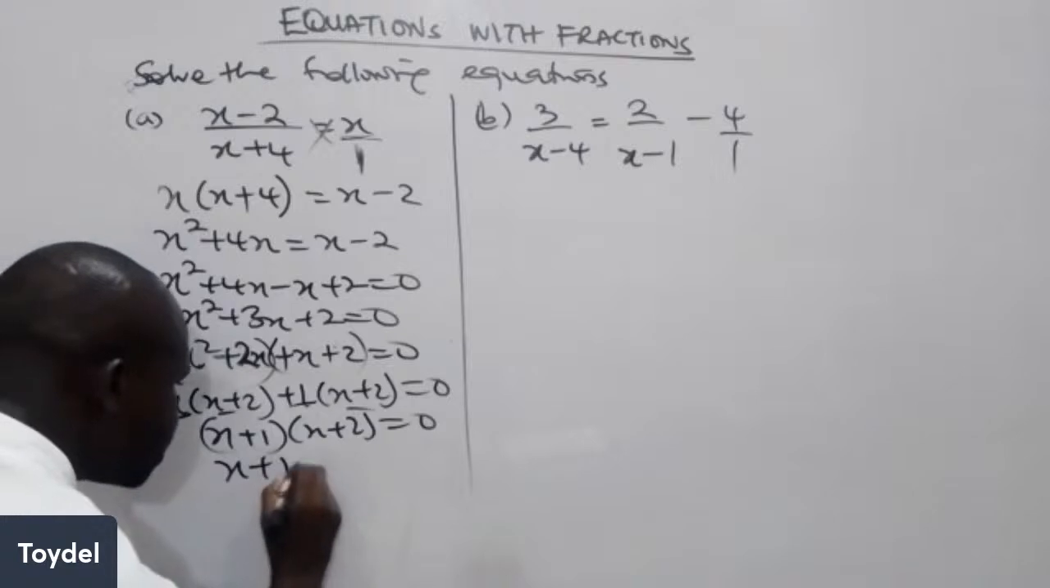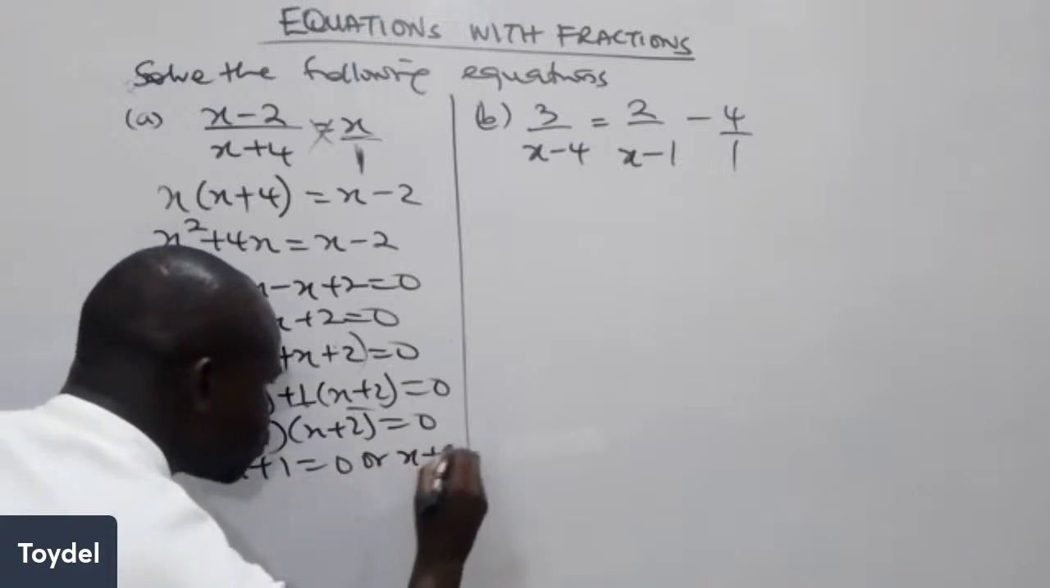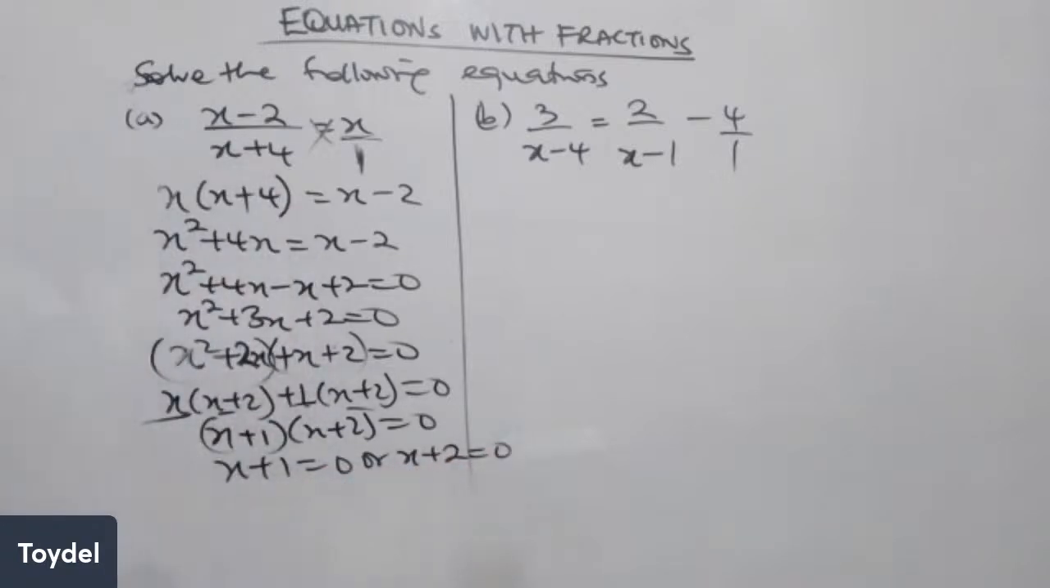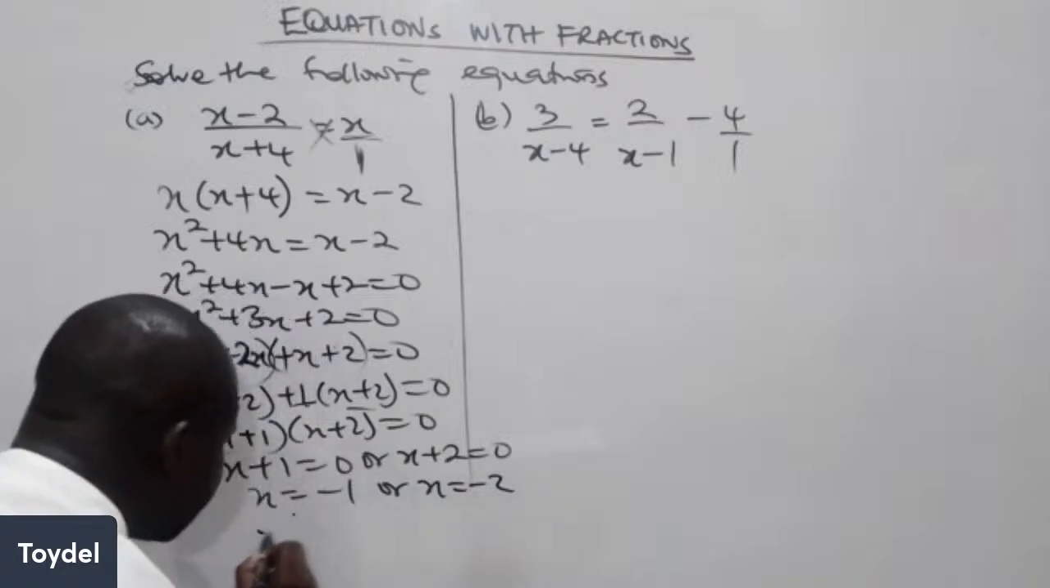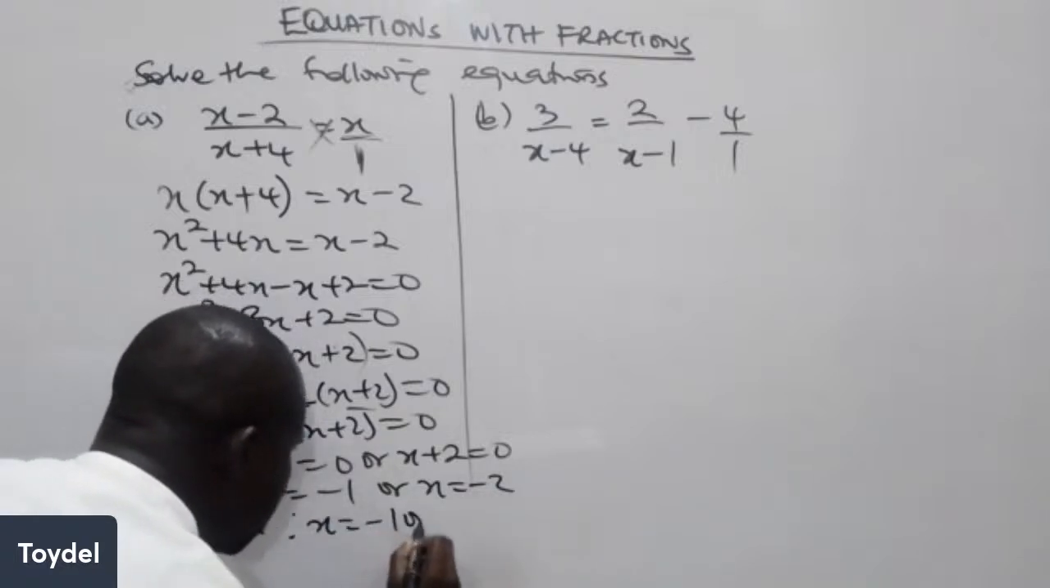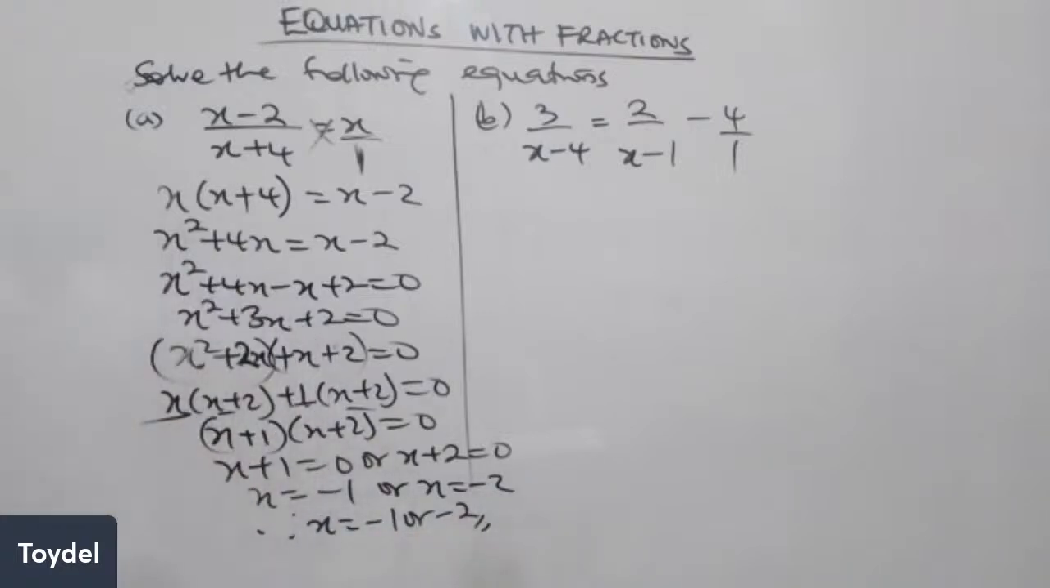So x plus 1 equals 0, or x plus 2 equals 0. That's what we are going to get. Then from there we can say x is equal to minus 1, or x is equal to minus 2. Therefore, x is equal to minus 1 or minus 2, and that will be the value of x. So we've been able to solve that equation that actually contains fractions.